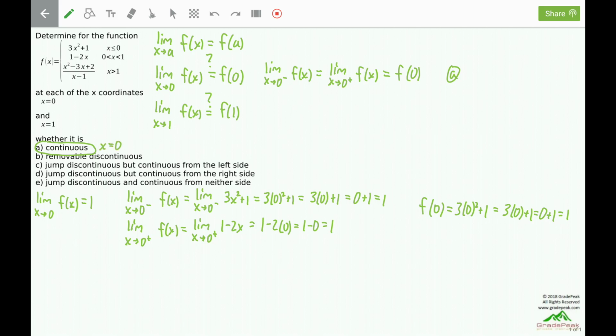Now let's look at the two-sided limit as x approaches 1 of f of x. To determine the two-sided limit, we have a split expression function which is splitting right at the x-coordinate of 1, and we will once again have to work out the two one-sided limits separately. So we'll have the left-sided limit of 1 and the right-sided limit of 1.